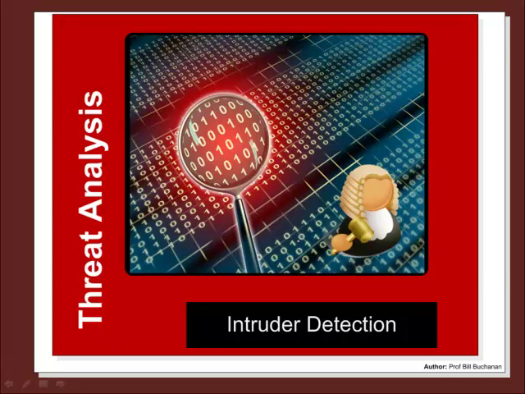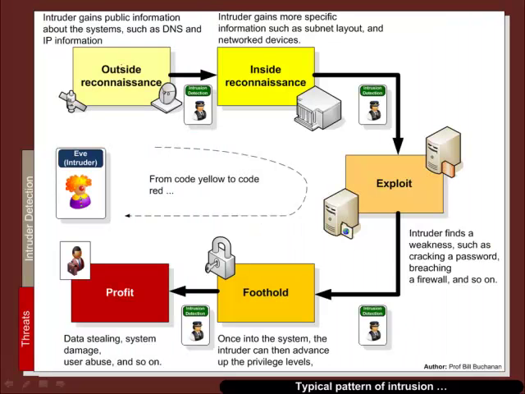Okay, so a key feature in any system is not to allow an intruder to get to a profit stage. So we need to be able to detect the initial stages of an intrusion. And typically we'll see a standard set of activities before an intruder gets to a profit stage.